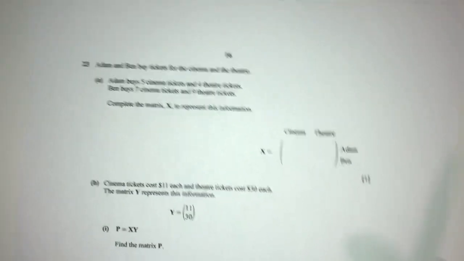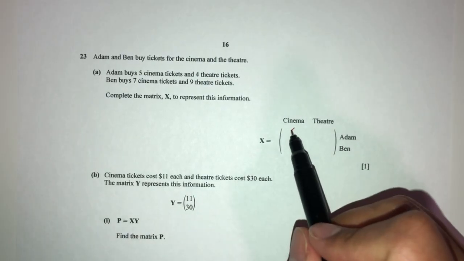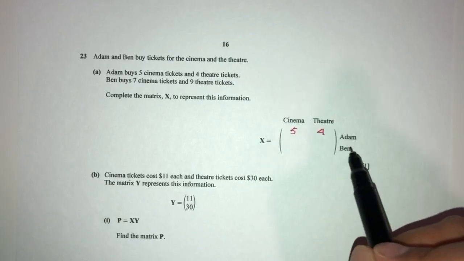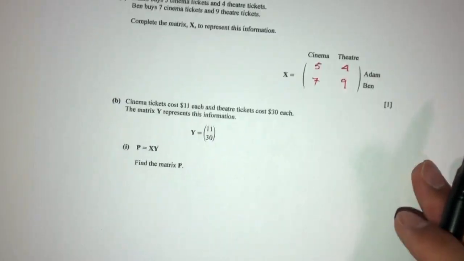Let's move on to question number 23. Adam and Ben buy tickets for the cinema and theater. Adam buys 5 cinema tickets and 4 theater tickets. We can write this down: Adam has 5 and 4. Ben buys 7 and 9. Right. Part A done.